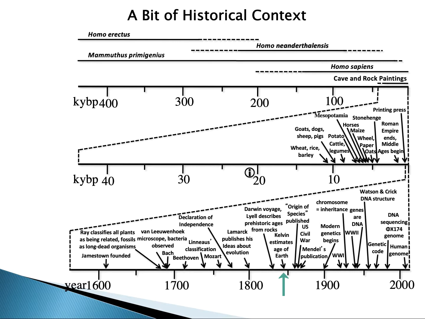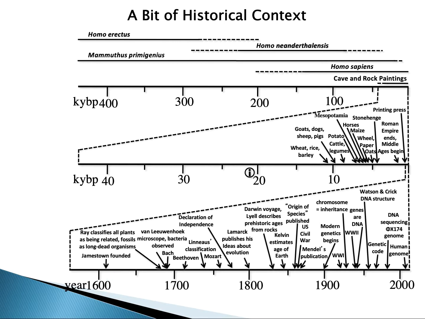And then Kelvin here estimates the age of the Earth. There's Darwin's voyage, and Lyell describes prehistoric ages in rocks. Here's Lamarck back here, so it's essentially the introduction of evolutionary theory. Declaration of Independence. There's Mozart and Linnaeus classifications, Beethoven and Bach, back to Van Leeuwenhoek's microscope. And then Ray classifies all of the plants that were known at that time and describes fossils as long dead organisms. And then establishment of the first permanent settlement in the United States, Jamestown.